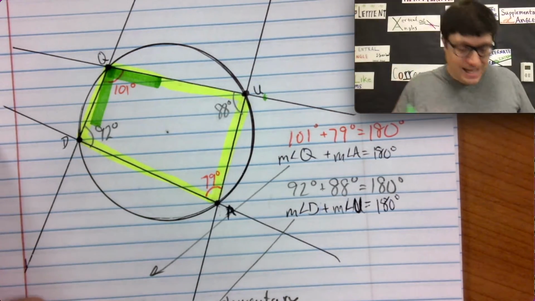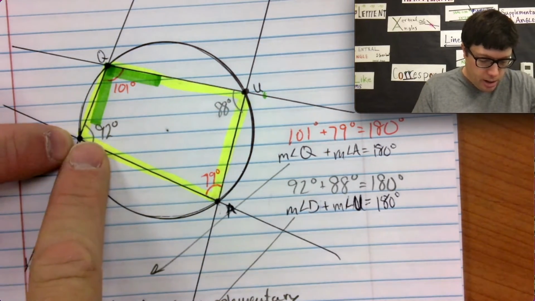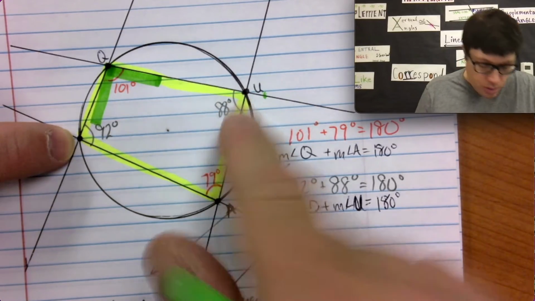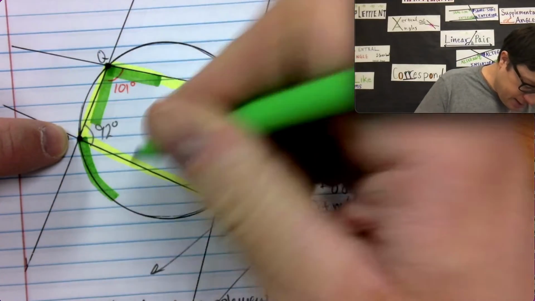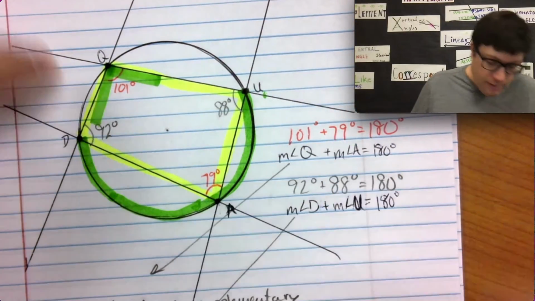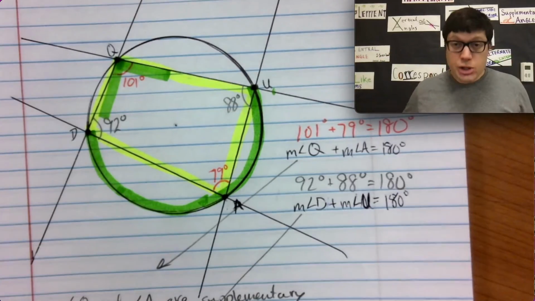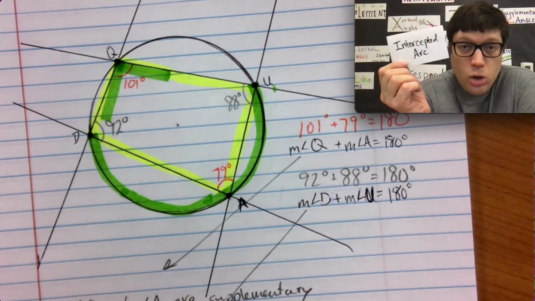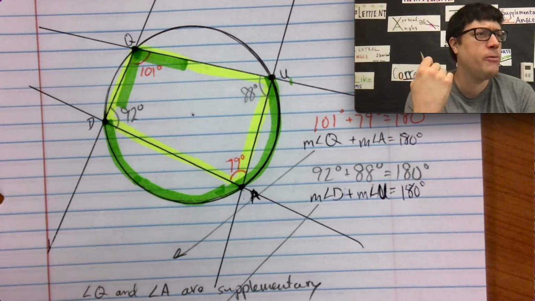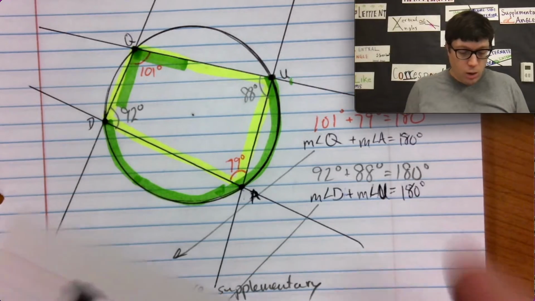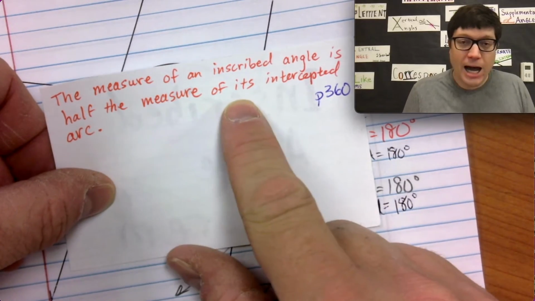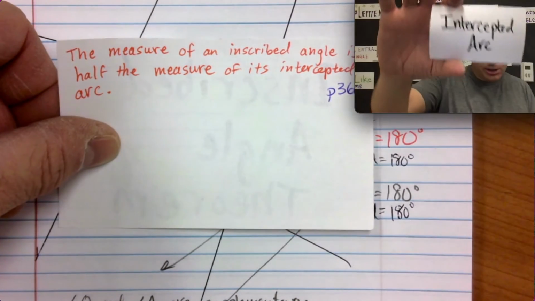And if I extend this ray of angle Q all the way out to the circle at U, all of this, highlighting green intentionally, all of that is going to be the intercepted arc of angle Q. Angle Q is an inscribed angle. So if you've been paying attention along the way, when we did our notes for inscribed angles, the measure of an inscribed angle is half of the measure of its intercepted arc.